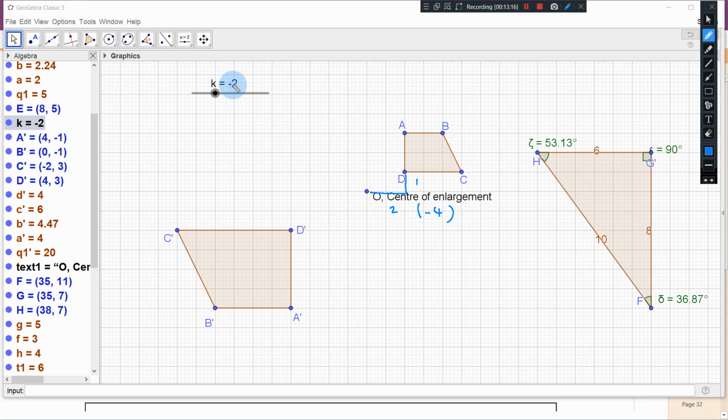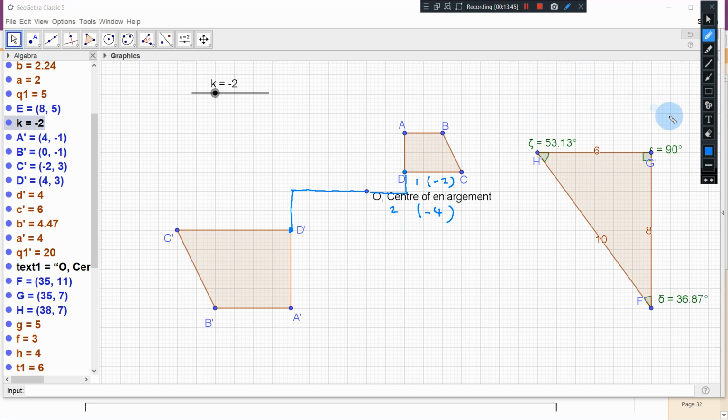And this is negative 2, right? 1 times negative 2, it becomes negative 2. So 2 is going this way, and it becomes negative 4. Negative 4, go to your left-hand side, the opposite way. 1, 2, 3, 4. Positive 1 goes up, then negative 2 goes down 2 units. 1, 2. This is the image of this object.